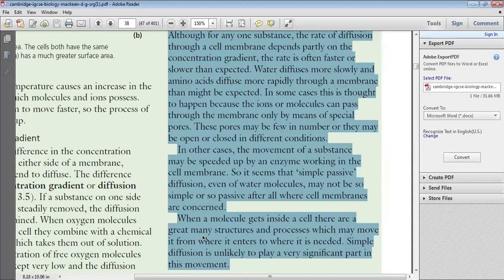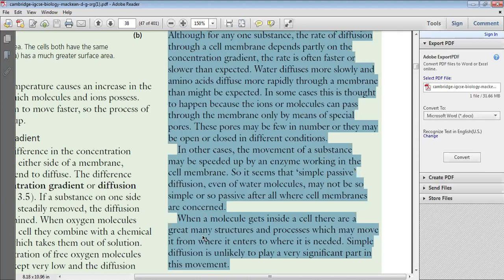These pores may be few in number, or they may be open or closed in different conditions. In other cases, the movement of a substance may be speeded up by an enzyme working in the cell membrane. So it seems that simple passive diffusion, even of water molecules, may not be so simple or so passive after all, where cell membranes are concerned.